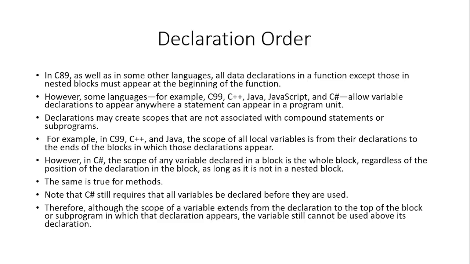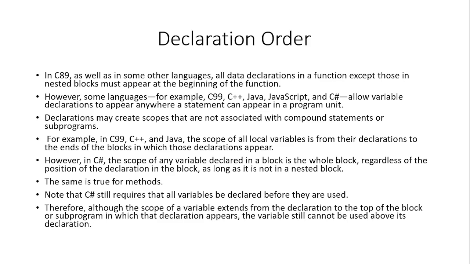In C Sharp, the scope of any variable declared in a block is the whole block, regardless of the position of the declaration in the block, as long as it is not in a nested block. The same is true for methods also. Note that C Sharp still requires that all variables be declared before they are used. Therefore, although the scope of a variable extends to the top of the block or subprogram in which the declaration appears, the variable cannot be used above its declaration. We can use the variable only after declaring it.